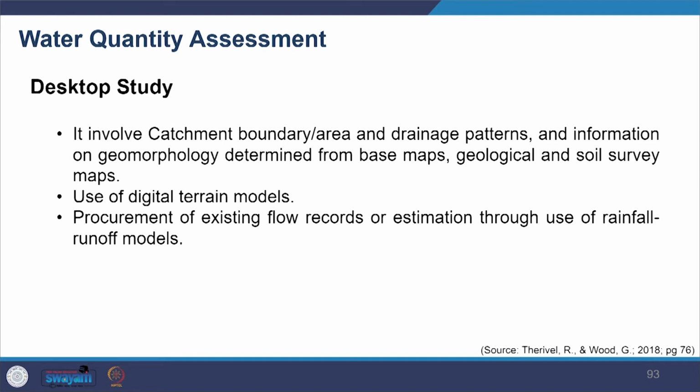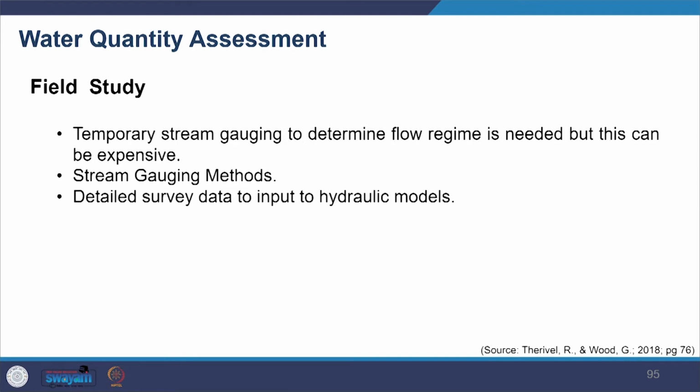topography and hydraulic modeling. In this case, for quantity, field study involves temporary stream gauging to determine flow regime for high flows and low flows. It's usually needed, but this can be very expensive. So, mostly secondary data is used for the purpose. If an assessment is needed of a length of river, this is normally divided into reaches, sections of fairly uniform morphometry and flows. Detailed survey data to input to a hydraulic model, all this is done through the field survey.